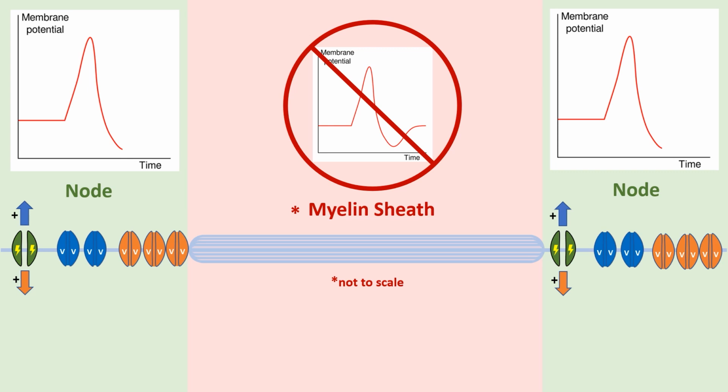Myelinated neurons not only conduct signals great distances, over a meter in many cases, but they also conduct signals 10 to 15 times faster than naked axons.